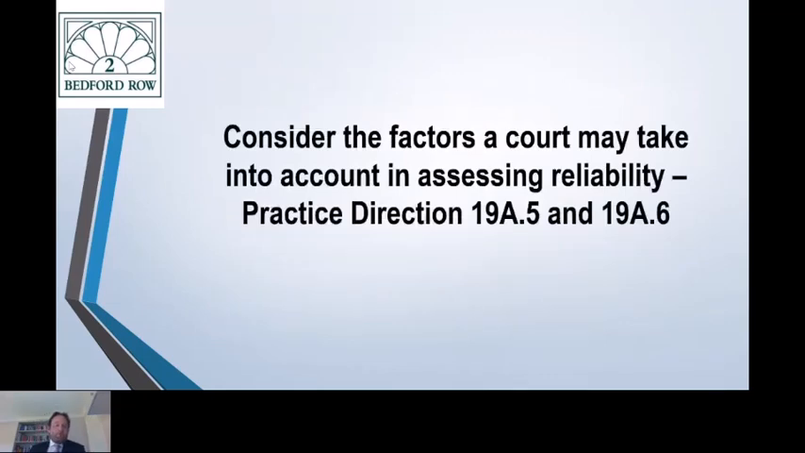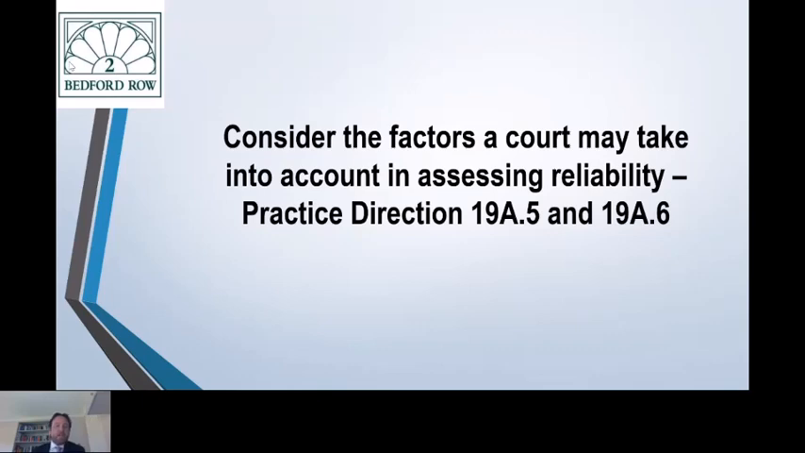Consider the factors a court may take into account in assessing reliability. These can be found in the practice direction at 19A.5 and 19A.6. 19A.5 lists factors the court may take into account in assessing the reliability of expert opinion, whereas 19A.6 requires the court to identify specific flaws in the evidence which might affect reliability and lists examples.